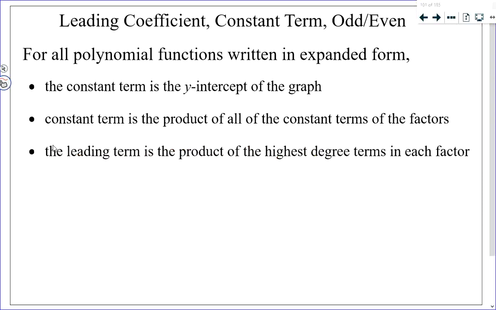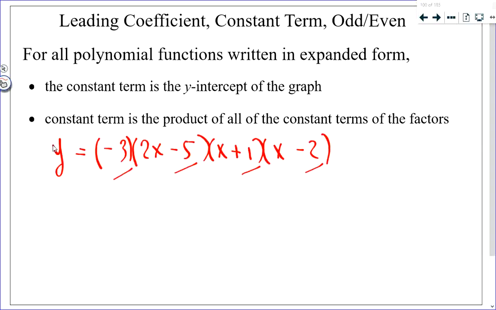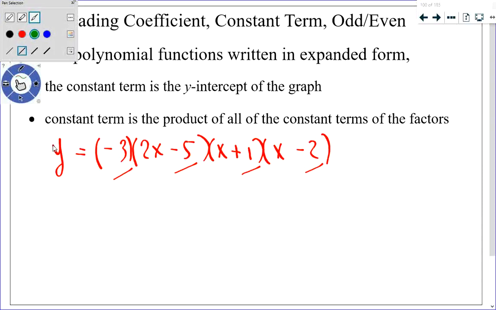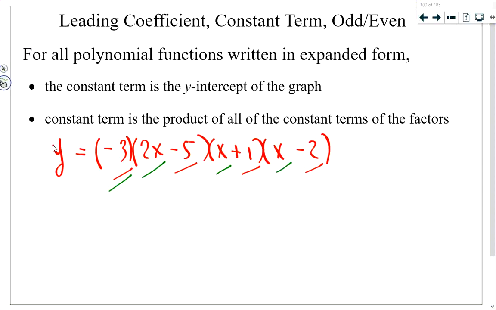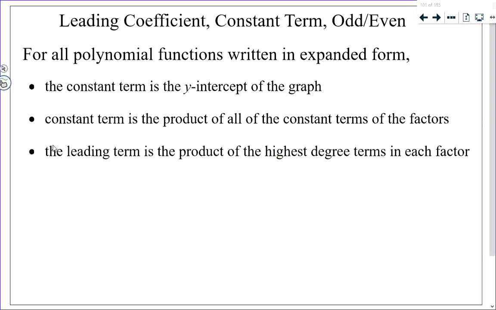The leading term is the product of all of the highest degree terms. So for example, in my illustration here, if I said what will be the leading term, you would take the highest degree term in that times the highest degree term in that times the highest degree term here and here. And you would multiply those four highest degree terms together to get -6x cubed. So even though this is only going to be a cubic polynomial function, I still have four factors because one of the factors doesn't contain x.